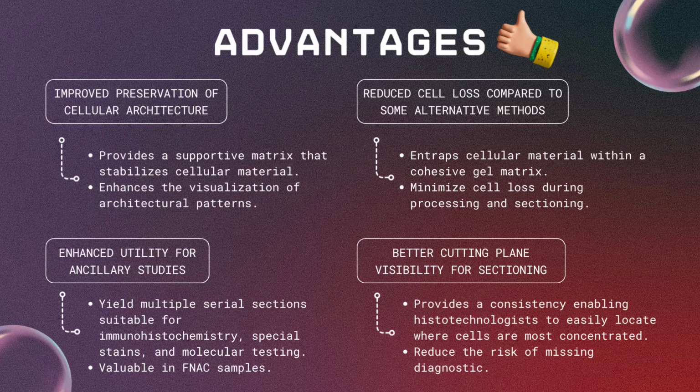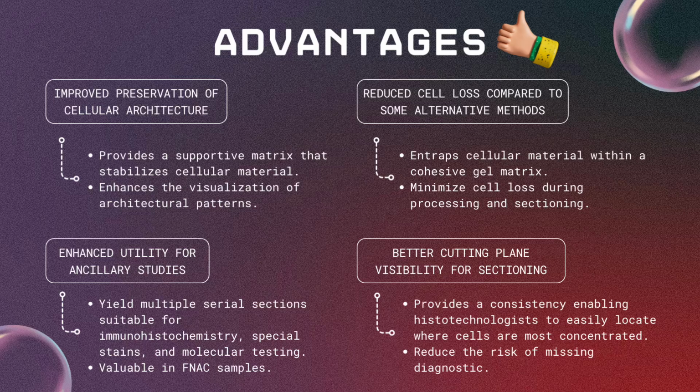Another major advantage is that it enhances the utility for ancillary studies. The histogel cell block method can produce multiple serial sections, which are suitable for immunohistochemistry, special stains, and molecular testing. This is very important in FNAC samples where material is limited but additional tests are needed for accurate diagnosis, genotyping, or prognostic marker evaluation.